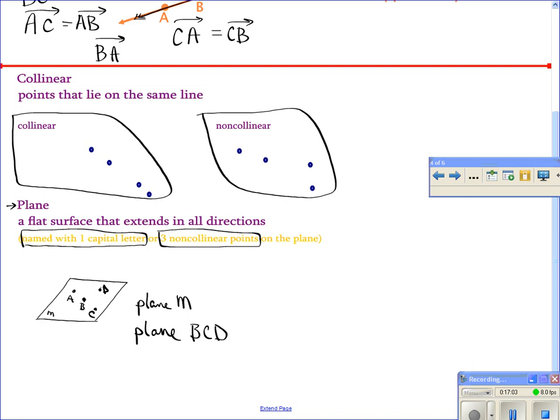Tell me why this would be a not so good idea. They look like they're in a line together. So we wouldn't want to use that one. It's either one capital letter, which they would give you in the corner if you're going to do that, or any 3 points that are not in a line. That's how you would name that.